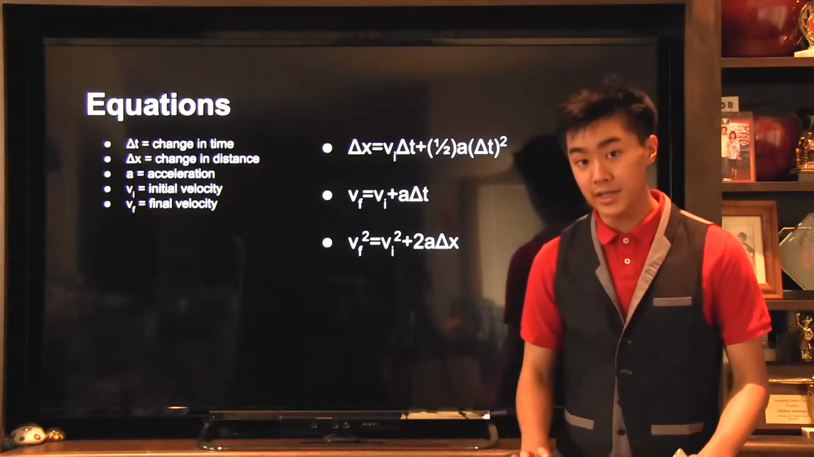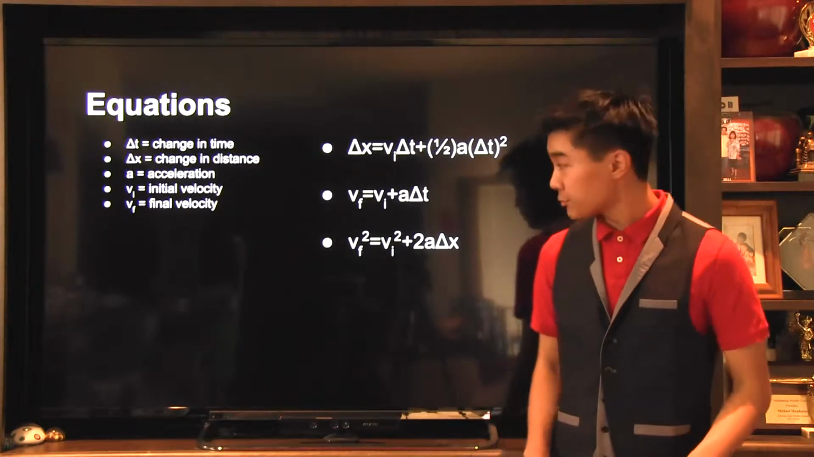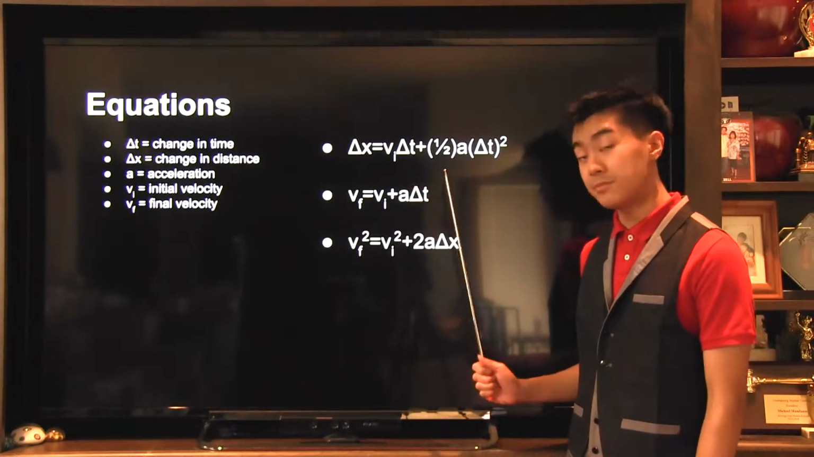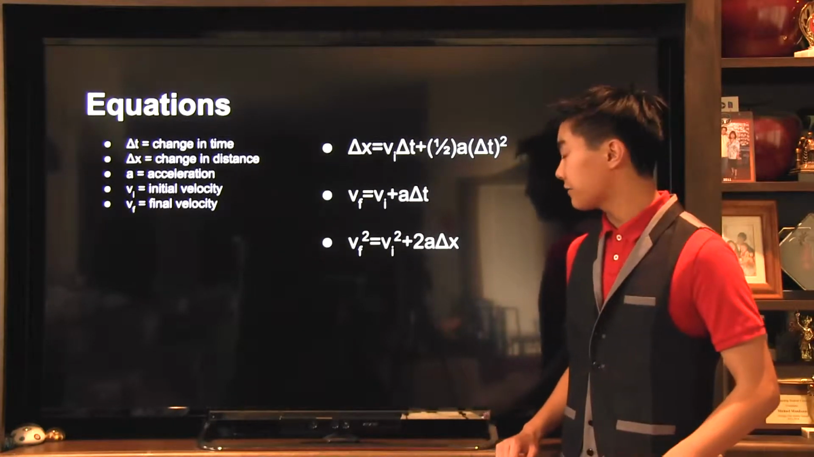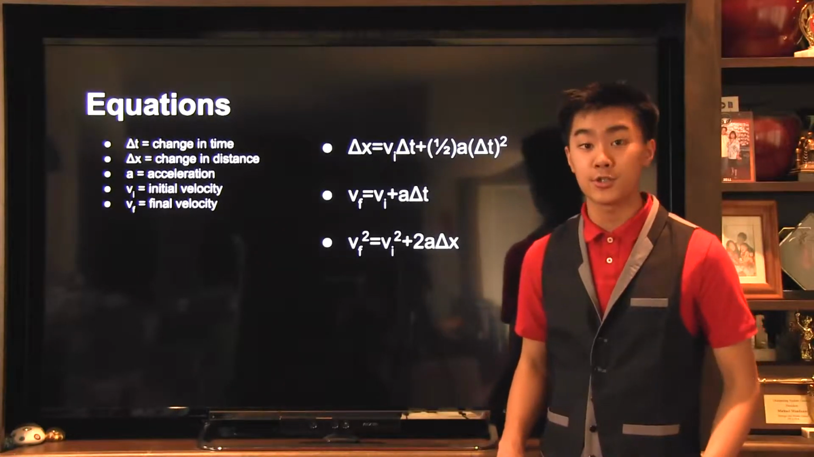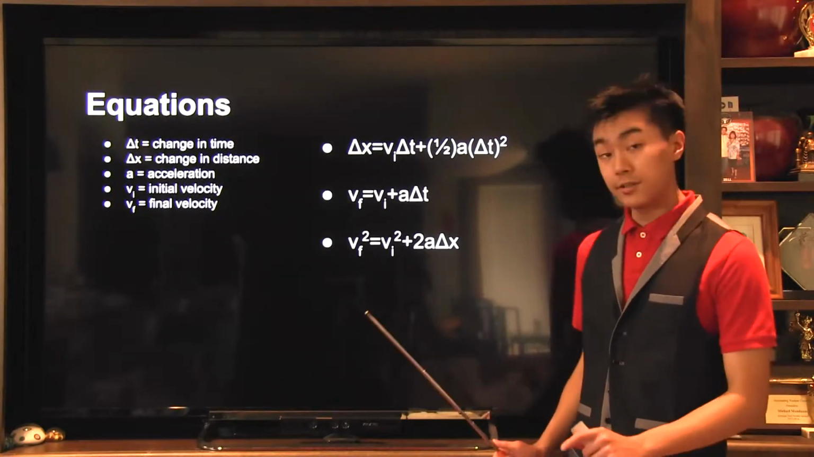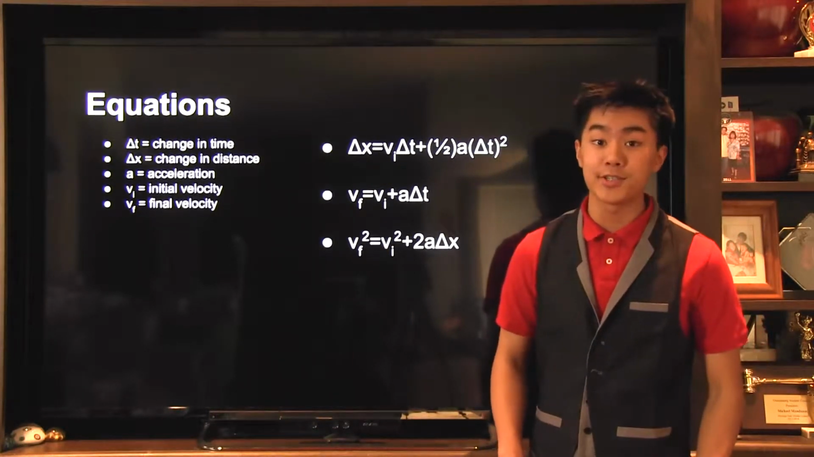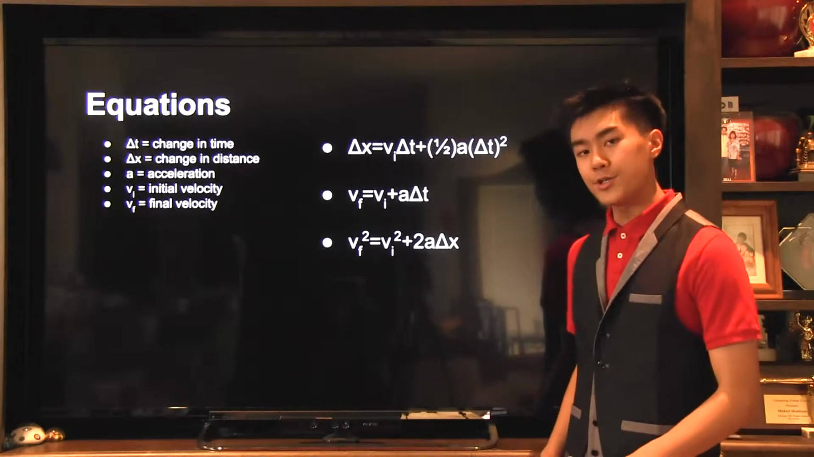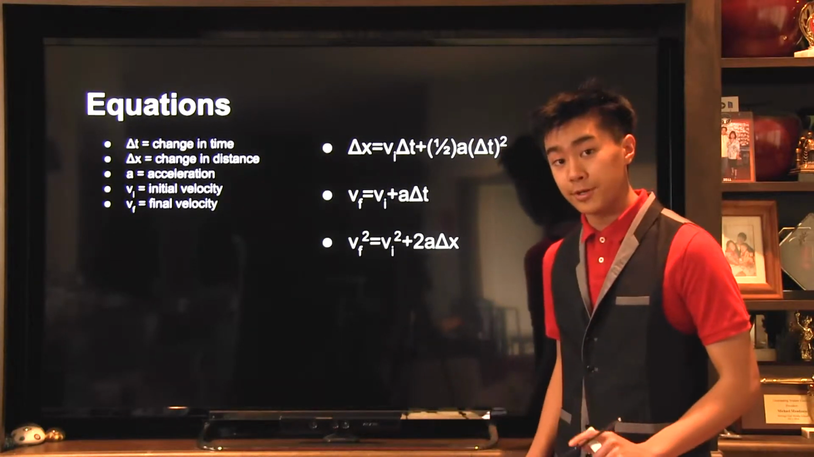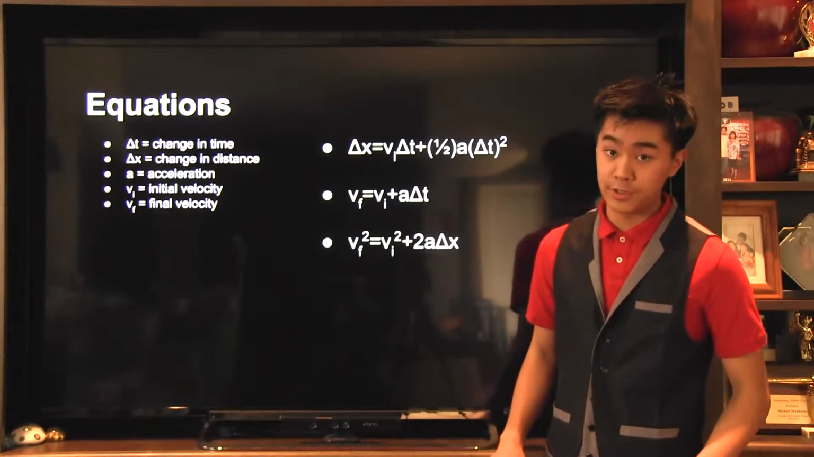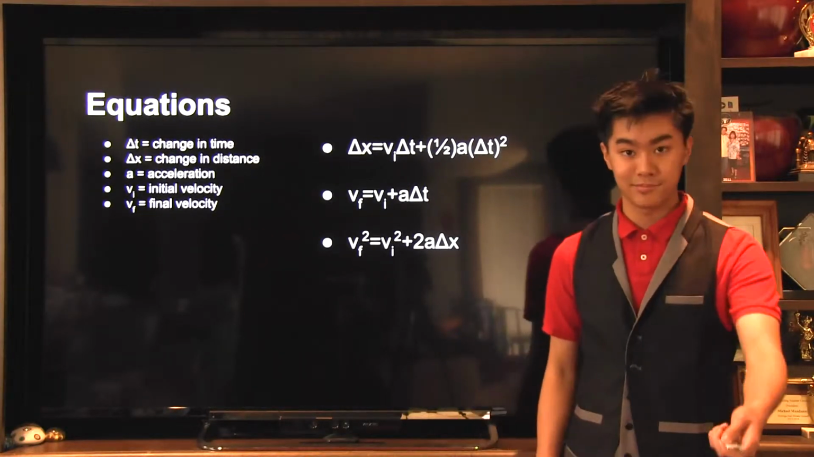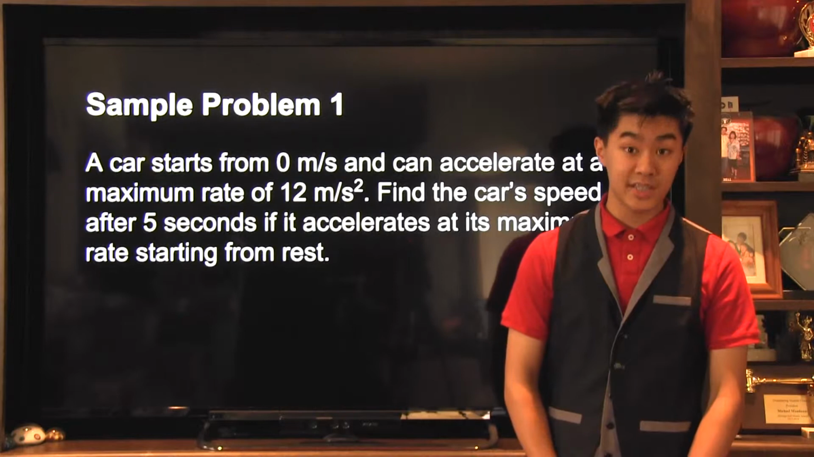Now, there are three main equations we're going to use. The first one is that the change in distance equals the initial velocity times the change in time, plus 1/2 the acceleration times the change in time squared. Second equation is the final velocity equals the initial velocity plus acceleration times time. And the final equation is the final velocity squared equals the initial velocity squared plus 2 times acceleration times the change in distance. Alright, let's do some sample problems.